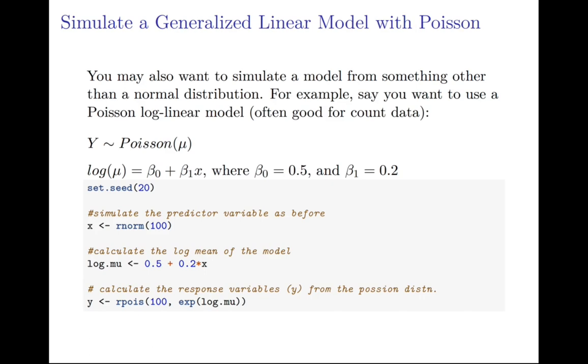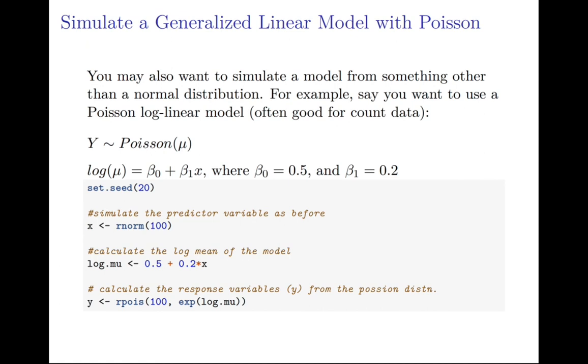And you can also simulate generalized linear models with a Poisson distribution. So you may also want to simulate from a model with something other than a normal distribution. For example, say you want to use a Poisson log linear model, which is often good for count data. And here your y's are a function of a Poisson distribution of mu. And then that log mu, because it uses that log link, is a function of beta 0 plus beta 1x, where beta 0, again, you can specify as 0.5 and beta 1 is 0.2.